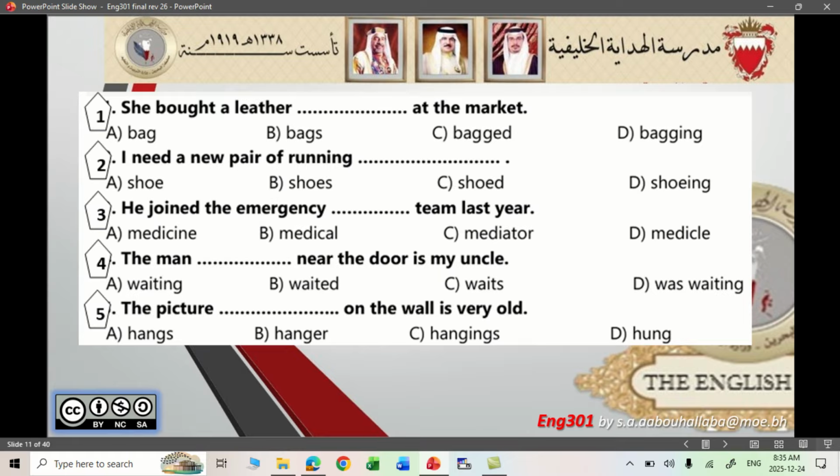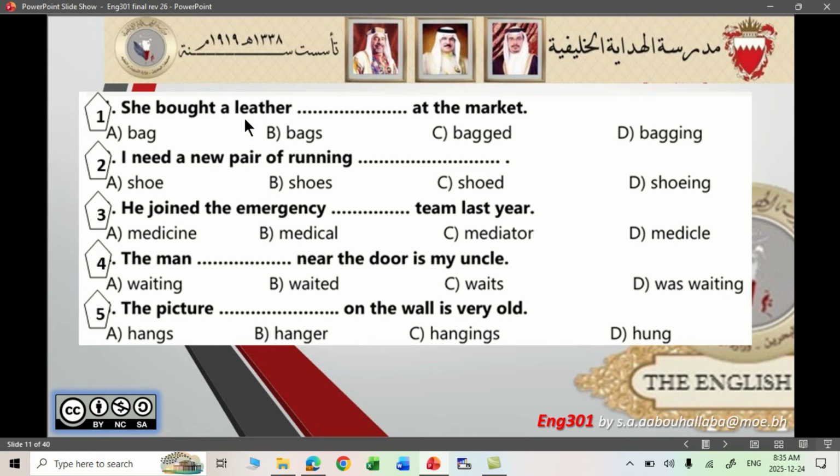Gentlemen, we always have our final exam exercises or questions in MCQ form like this. You have a sentence, one space, and you have 4 options to choose. You need to circle one of them. Let's read the first one as an example before I give you time to think of the other. She bought a leather. Is it bag, bags, bagged, or bagging?